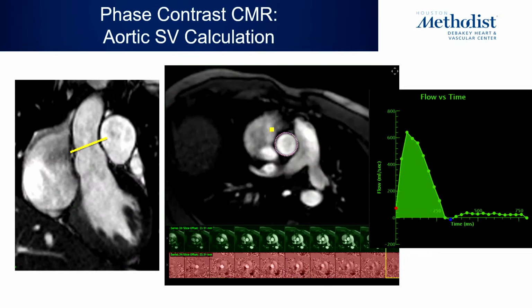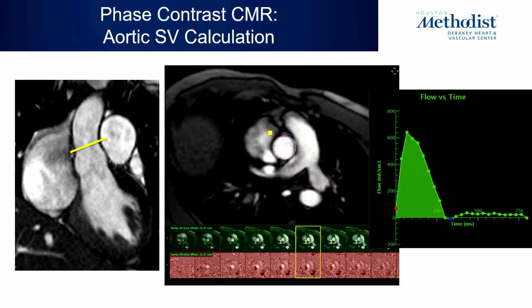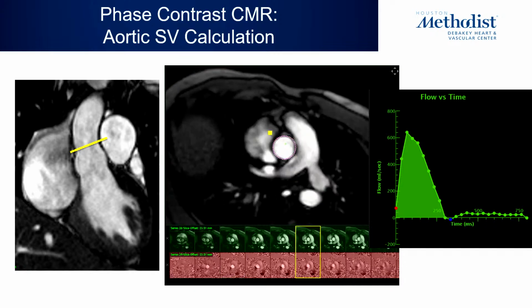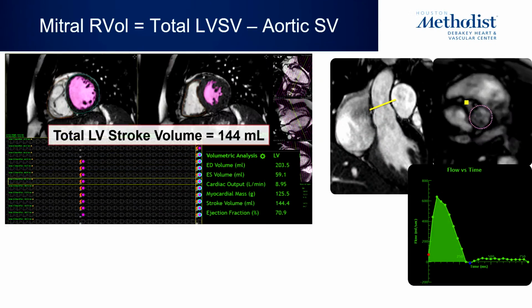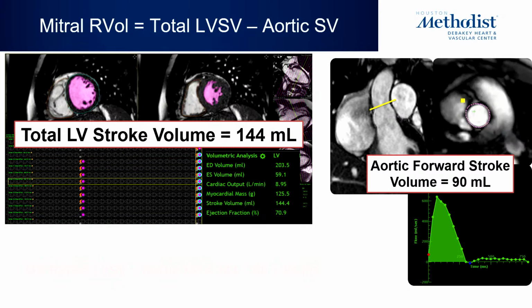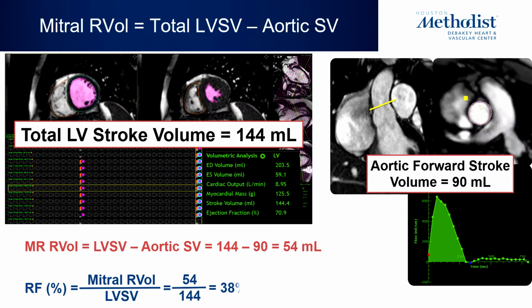When it comes to how much is leaving the ventricle into the aorta, we prescribe a plane of flow. We call it phase contrast in the proximal ascending aorta, and we calculate that flow as you can see here. And then the difference between those two, essentially in this case, we have 144 for the total, 90 for the forward. We subtract those two, and then we get the volume, and then we get the fraction. It's as simple as that.